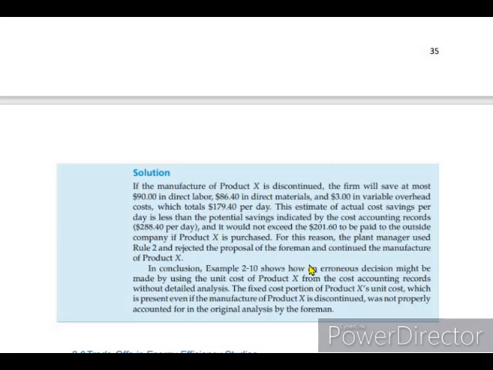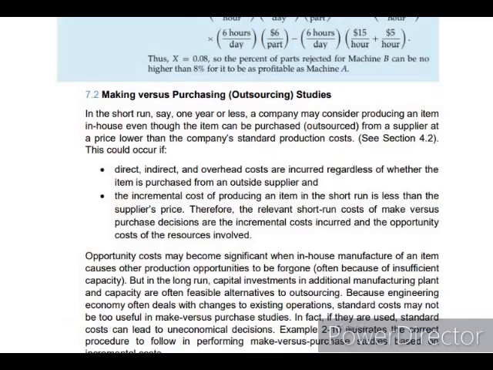Okay, so this estimate of actual cost savings per day is less than the potential savings indicated by the cost accounting records, which is 288.40 per day. So it is less than the accounting record. So it would not exceed $201.60 to be paid to the outside company. Okay, because 201.6 is the cost of buying or outsourcing the item to the other company. So if product X is purchased, for this reason, the plant manager used Rule 2 and rejected the proposal of the foreman and continued the manufacture of product X. So this is the Rule 2.